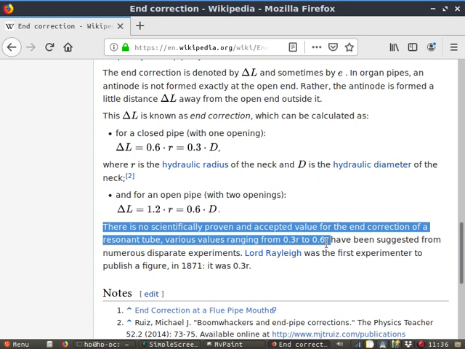So it seems like the situation is that there's flexibility in the answer. The answer could be anywhere between 0.3 and 0.6. That means there's 100% error in calculating delta L. That's acceptable. So technically they can't say that your answer is wrong.